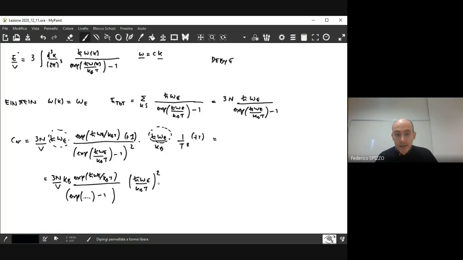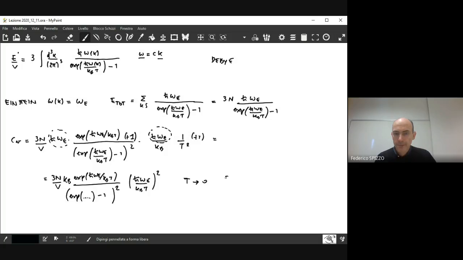And if we look at this expression, then when T goes to 0, the term that we have within the exponential is very large, because h bar omega e is a constant and kBT goes to 0. So if we look at the denominator, we have the exponential of something that is very large, minus 1. So we may neglect the -1 with respect to the exponential term. Then we have this exponential factor divided by the same exponential factor to the power of 2.